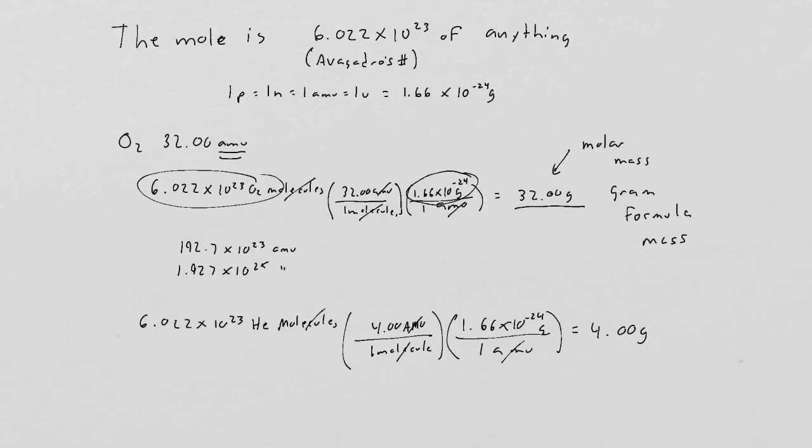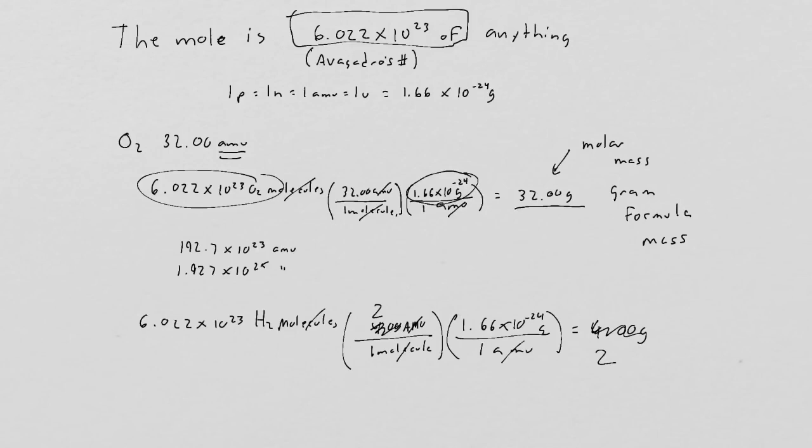I could just do a quick erase job here and turn this into H2. If I did that, since this number would change from 4 to 2, this would change from 4 to 2. And that's the mass of a mole of hydrogen. So basically, the formula mass expressed in grams is how much this many molecules of something is going to weigh. And that's essentially what the mole is.